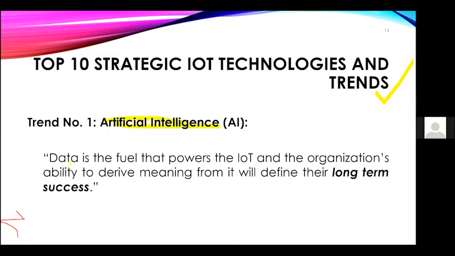Artificial intelligence. Data is the fuel that powers the IoT and the organization's ability to drive meaning from it will define their long-term success. So AI is the thing by which the available data will be analyzed by computer systems or the processors to make better decisions for the long-term success.